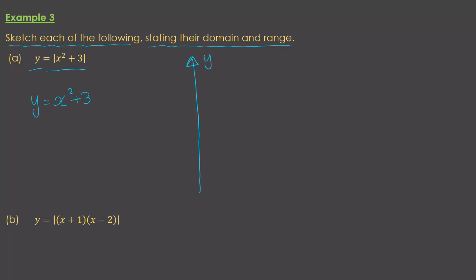So we've got y, we've got the x-axis here. And what I'm going to do is make a sketch lightly of y equals x squared plus 3, which we know is a quadratic, like so, which intersects the y-axis at 3. It's x squared moved up by 3 units.